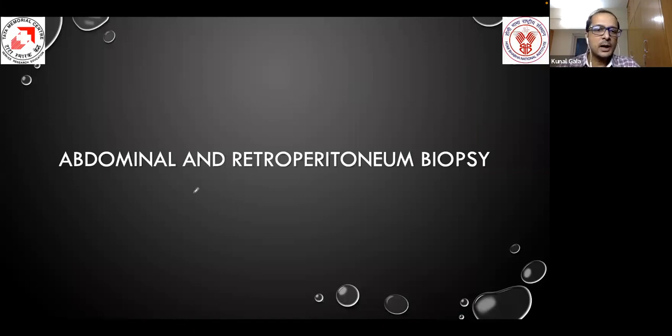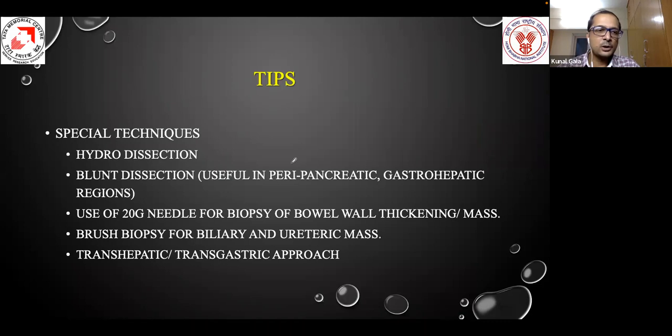Now coming on to the abdominal and retroperitoneal organs. So what are the special techniques? What we use is hydrodissection. We do blunt dissection as in the case of the perihepatic, perisplenic or gastrohepatic region. One can use a smaller gauge needle, that is a 20 gauge needle, for bowel wall thickening or bowel masses, or if it is too deep in the mesentery. We can also do a brush biopsy for a biliary and a ureteric mass if necessary.